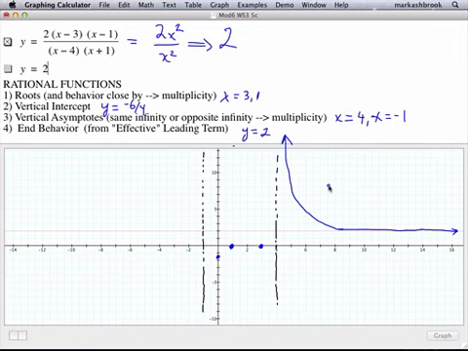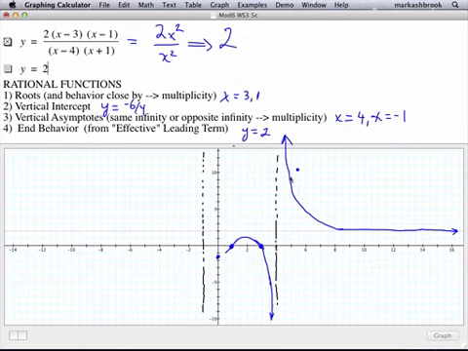What's the multiplicity of this vertical asymptote? 1. Therefore? Opposite infinities. Therefore, down here. What happens next, going backwards here? And the multiplicity of that 0? 1. Goes through like a line. Next thing that happens, it's going to have to go back down through this 0. And how does it go through? Or does it go through? Multiplicity 1 again, just like our polynomials, will go through.